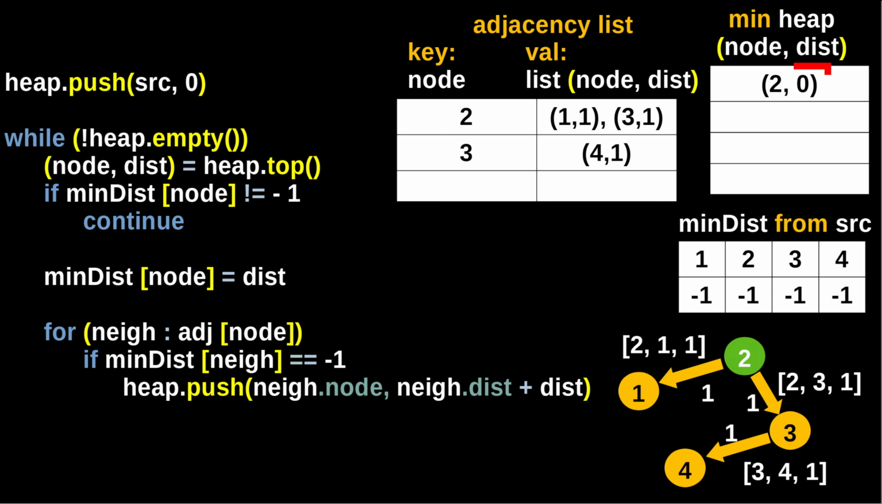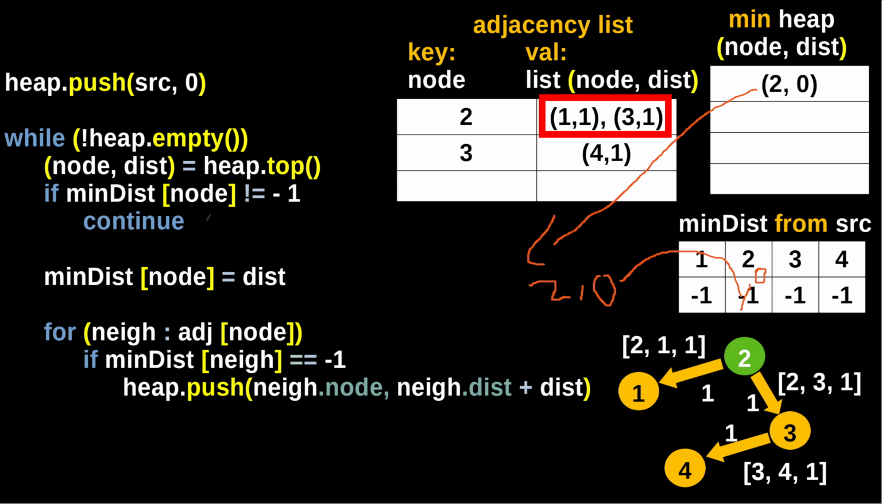First step, we push the source node with a distance of 0 onto the heap. The source node here is 2, so (2, 0) goes onto the heap. Now we are inside the while loop. We take the first item off the top of the heap. That's (2, 0). And then we check whether 2 has been updated in the minimum distance table. It has not, so we will update 2 here as having a distance of 0. And then we're going to get all the neighbors of 2, and in this case, it will be 1 and 3.